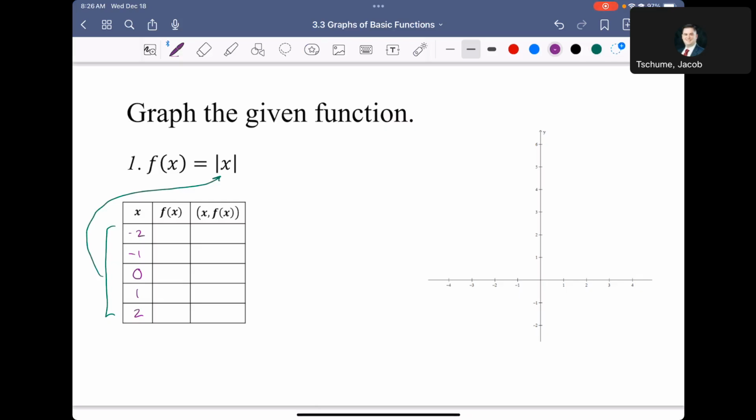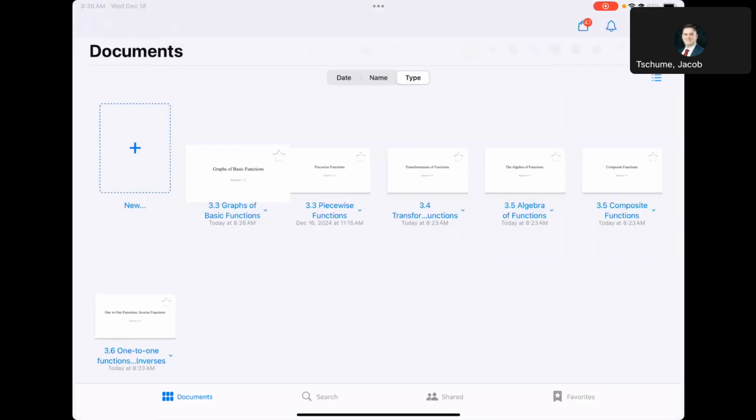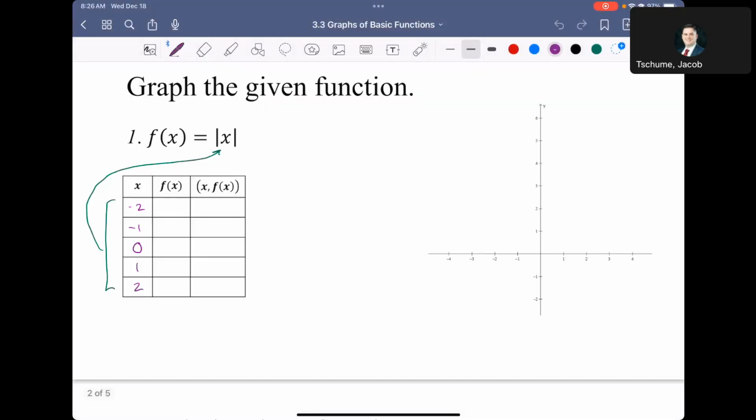Hang on one second. Hang on one second, y'all. My pen's maxing. One second. Back in. There we go. Sorry about that. My pen decided to spaz out for a second.